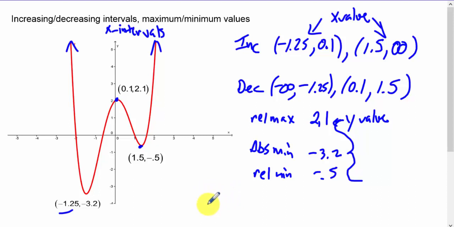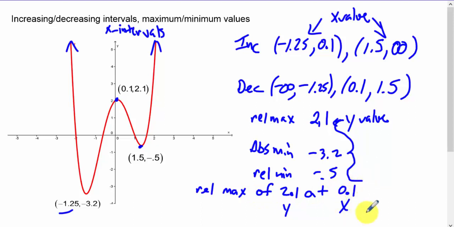Now, we can state this as follows. We could say rel max of 2.1 at, here's my 2.1, 0.1. This is your y value, this is your x value. But if you tell me there is a relative max of 0.1, I'm going to mark that entirely wrong, because that's not true. You have to state the y value.